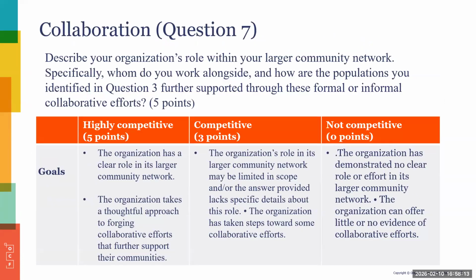Collaboration is question 7 and can have a maximum of 5 points. Strong proposals will outline steps taken to engage with other communities with an emphasis on collaboration and partnership. Requests considered not competitive would be those that have not demonstrated clear efforts or lack evidence of partnerships with communities outside of the populations identified.